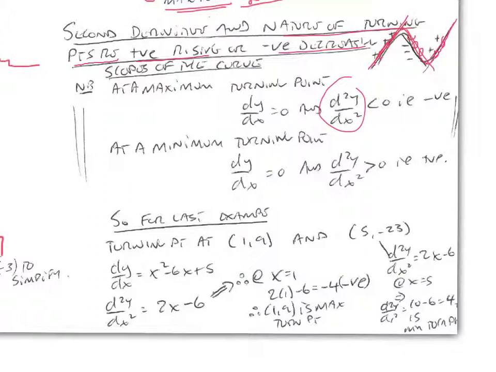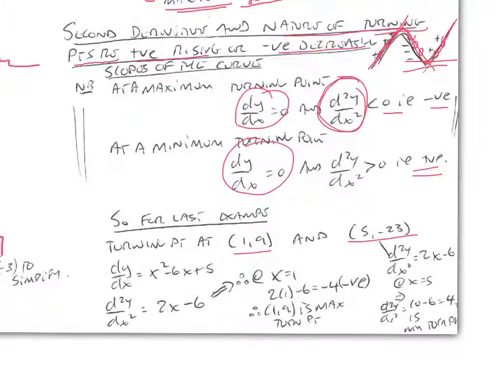Okay, so at a maximum turning point, dy dx equals 0, and d2y dx squared is less than 0, it's negative. And at a minimum turning point, dy dx equals 0, and d2y dx squared is greater than 0, i.e. it's positive. Okay, so for the last example that we looked at, we had turning points at 1, 9 and 5, minus 23. And our dy dx was x squared minus 6x plus 5.